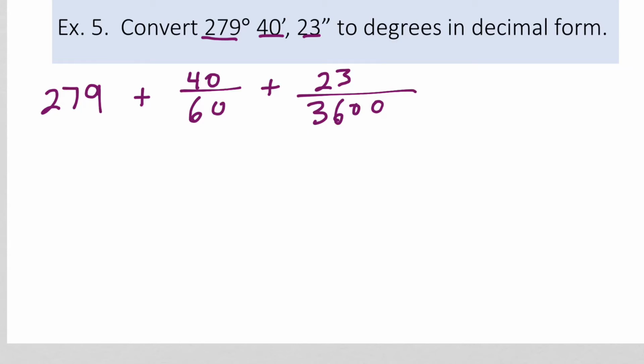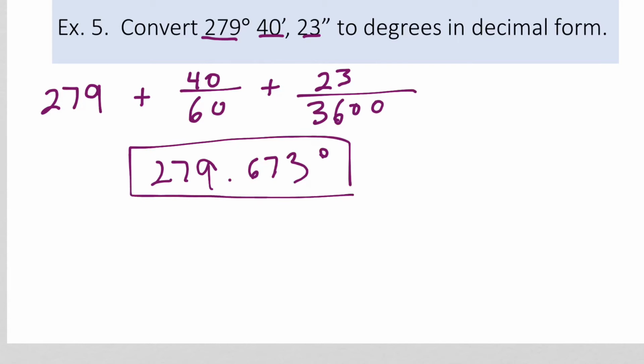So the parallel here is like with hours. If you have 1 hour, then you've got 60 minutes in 1 hour and 3,600 seconds in 1 hour. So this is all in degrees, in degrees, in degrees. We can add these three things up, and we should have just plain degrees. So I'm going to punch that all into my calculator and get a decimal number. I got 279.673. So this is just plain degrees. It's a lot easier calculation going in that direction.